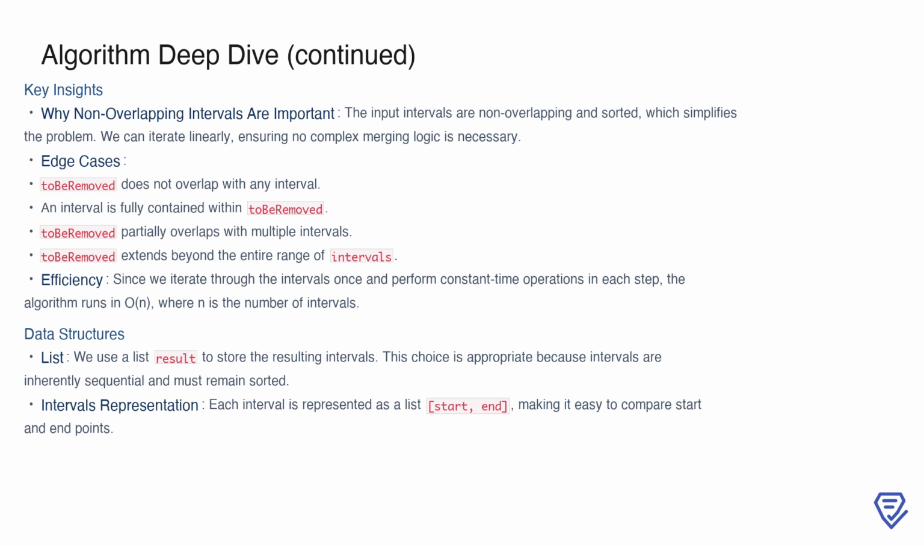It's also important to note the efficiency of our approach. The algorithm processes each interval once, performing constant time checks and updates, leading to a time complexity of O(n), where n is the number of intervals. The space complexity is O(n) as well, because we use a list to store the result, which in the worst case could contain all the original intervals.